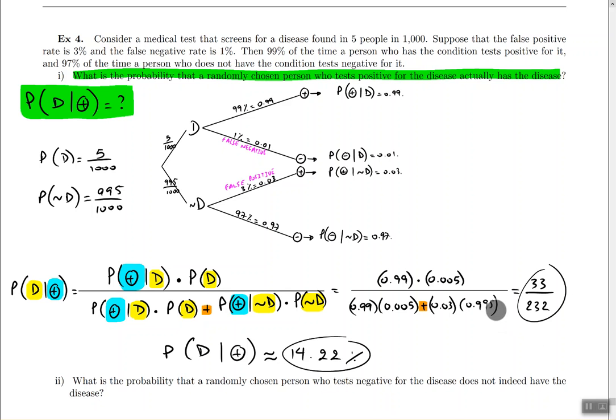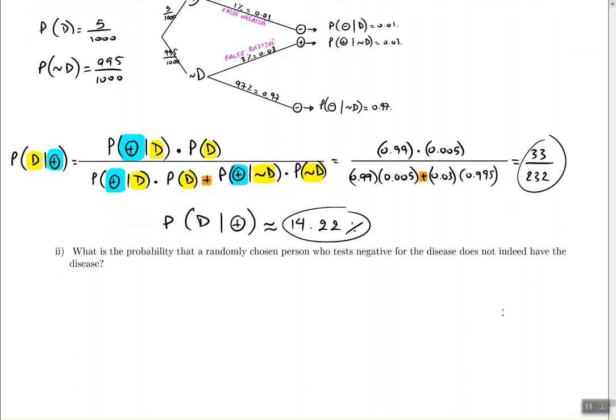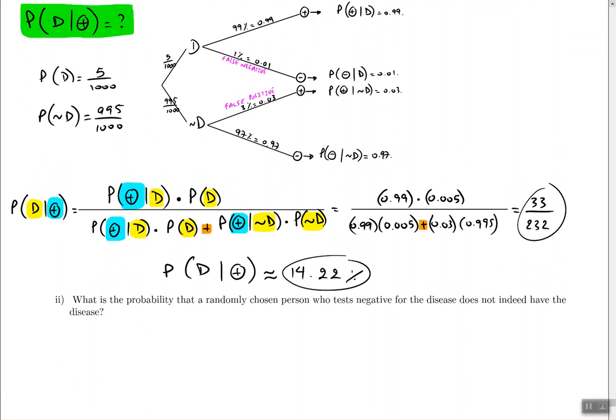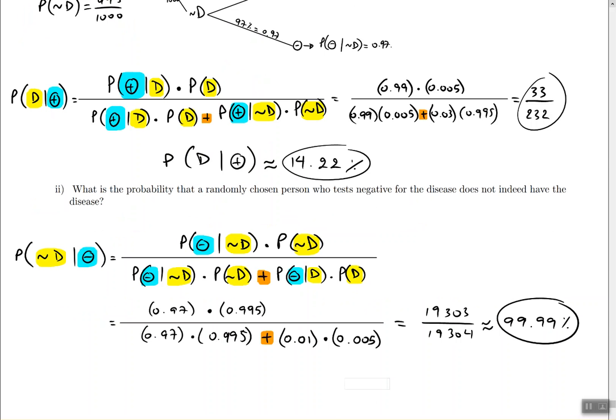So now let's take a look at part 2 of the problem. I would recommend that you pause the video and see if you can get it done. It's very similar to what we did above, but this time it's a minus instead of a plus. So see if you can get it done first before you watch the rest of the video. I'll give you a chance to pause it now. So as you can see, the number here turns out to be 99.99%.